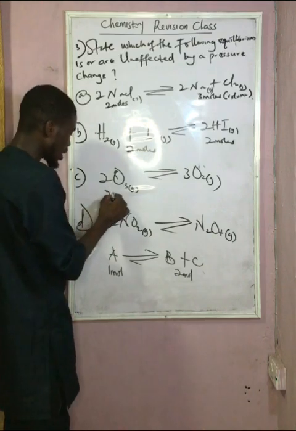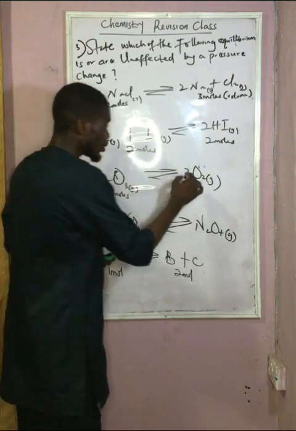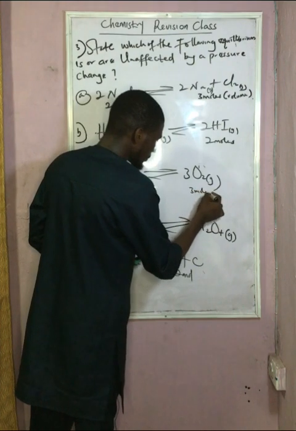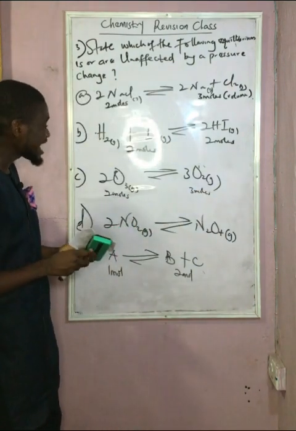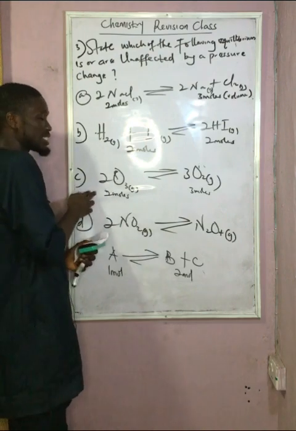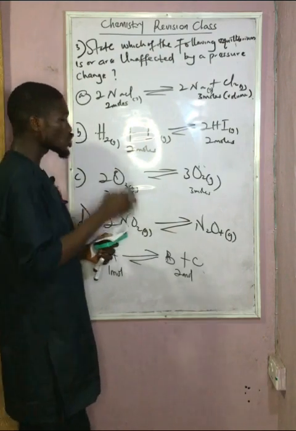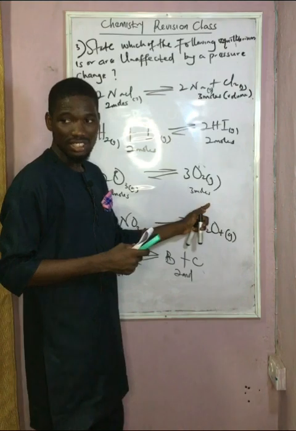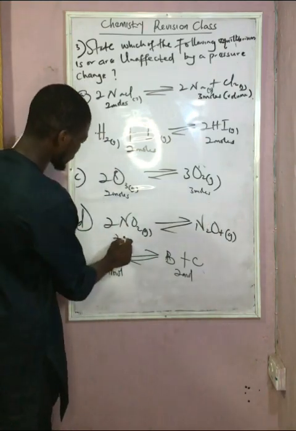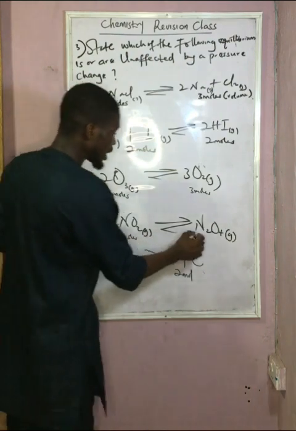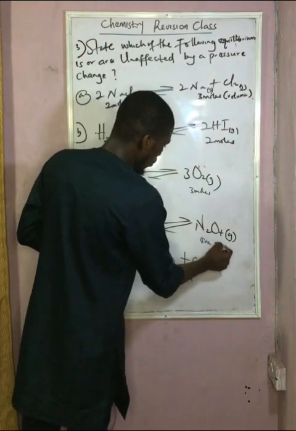We have 2 moles here. We have 3 moles here. There is an effect of pressure here because there is an increase at the left hand side and also a decrease at the right hand side. So the last one, we have 2 moles here and here we have 1 mole.